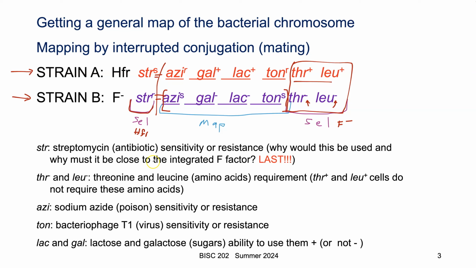Okay. And this is just a description of the things I've just said. So threonine and leucine, streptomycin is an antibiotic, so cells can be either sensitive or resistant to it. Threonine and leucine minus, they cannot make their own of these amino acids, so they have to be provided in the media. Sodium azide is a toxic substance that bacterial cells can be sensitive to or resistant to, and that means they can grow on the toxin. They have a biochemical way of inactivating the poison. Bacteriophage T1, this stands for T1, but without the E.